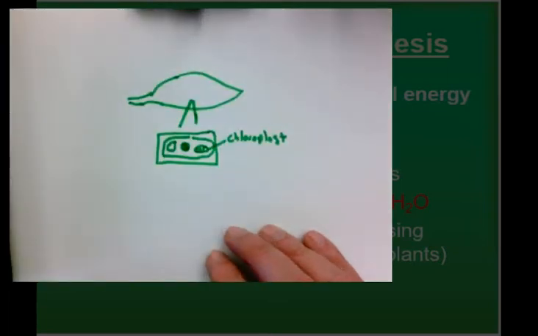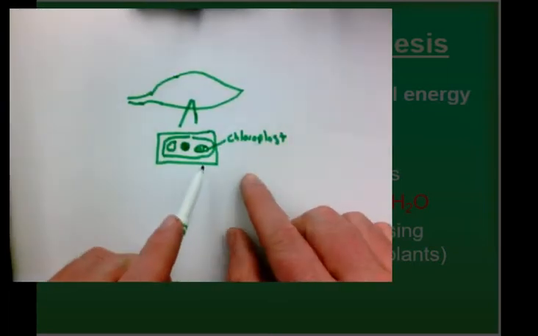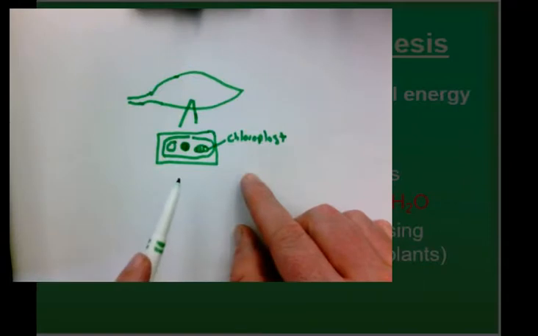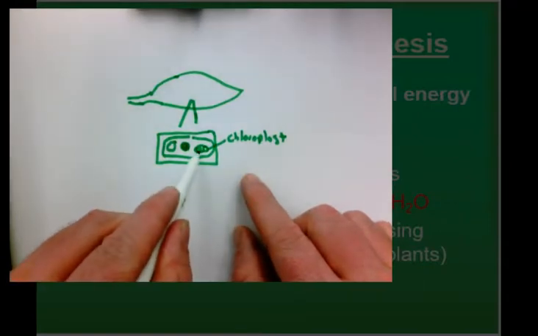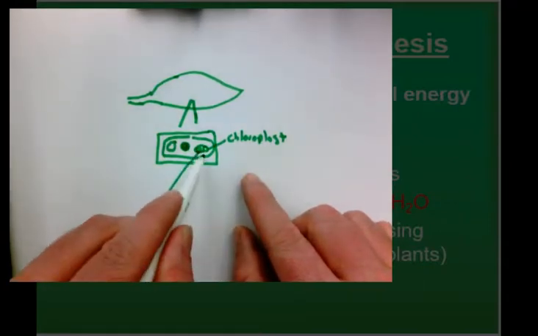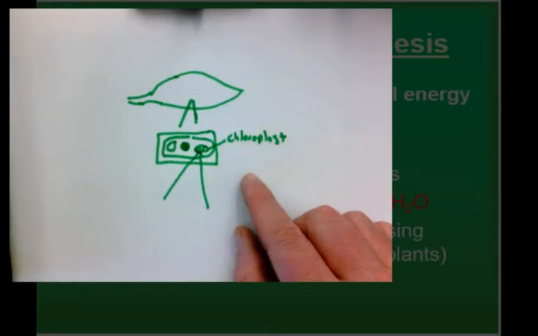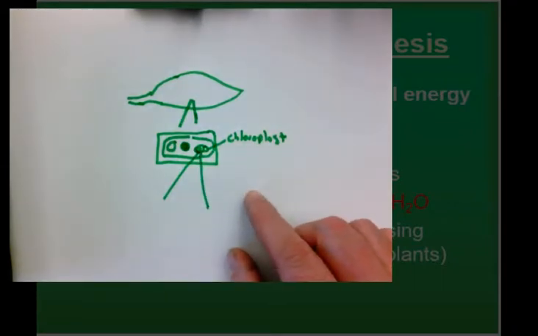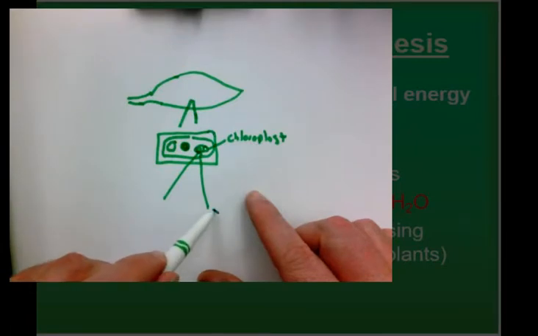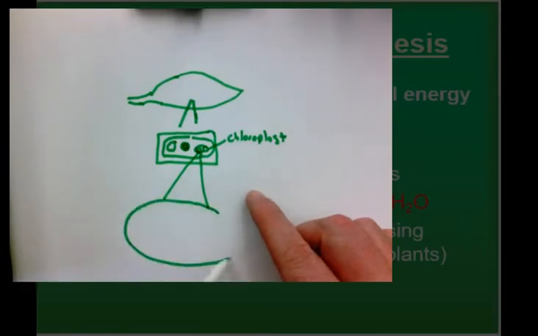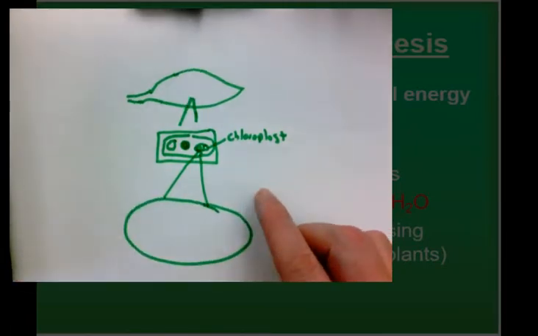And this is the organelle that's going to be responsible for photosynthesis. So I'm going to blow up this chloroplast, which is an organelle inside of this plant cell that's responsible for photosynthesis. If I were to take a look at the inside of this chloroplast, it's going to look something like this.